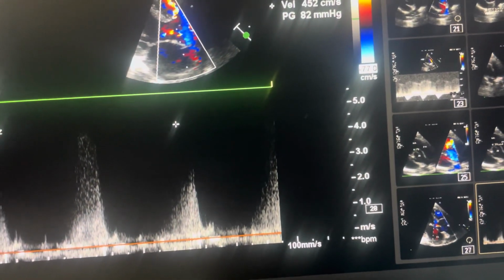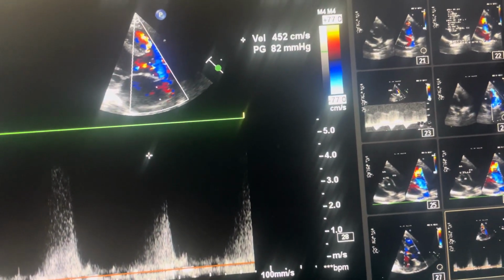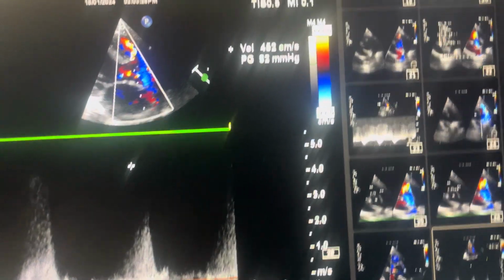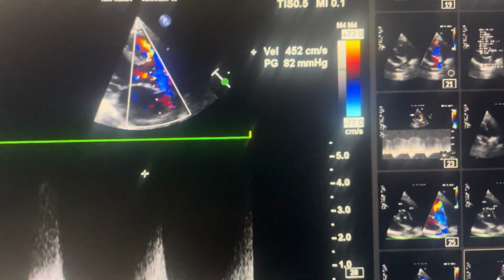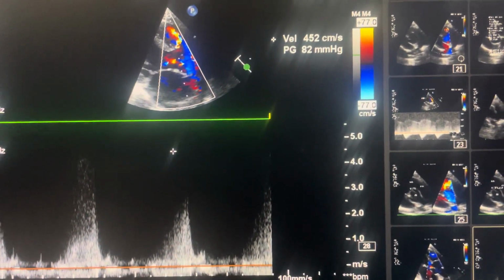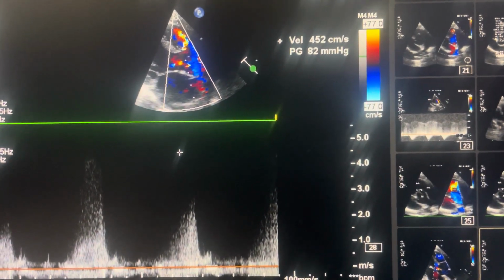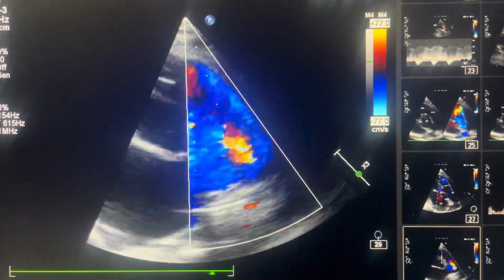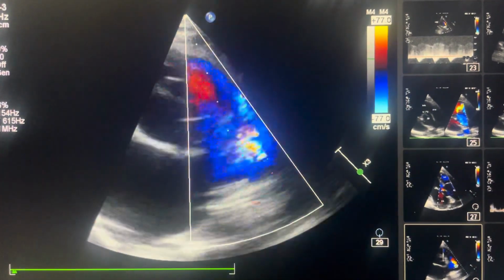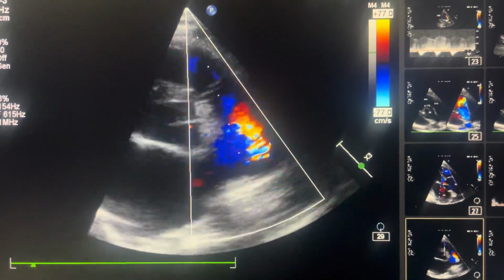You see the gradient in this case is 82 millimeter of mercury and velocity is 4.5 meter per second. So this VSD is restrictive. You see this case has got PDA also, a very small PDA, restrictive PDA.